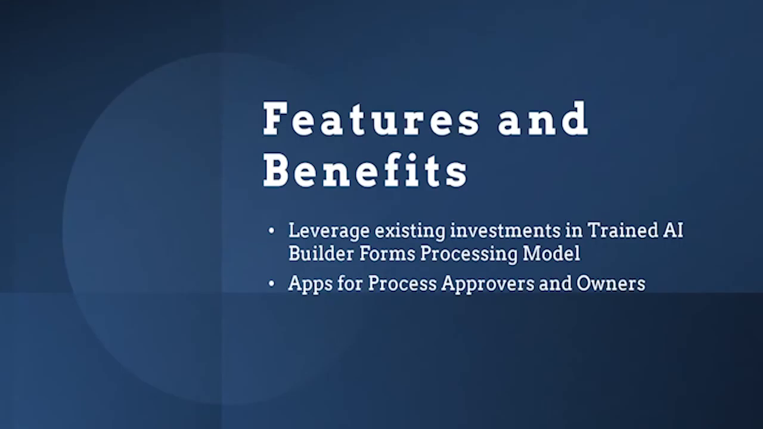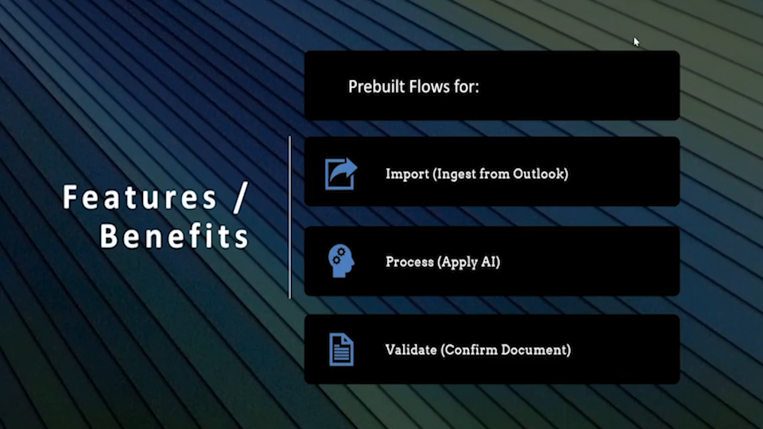The really great part about this is it does allow you to leverage existing investments that you've made in AI. So if you have trained some AI processing models within AI Builder for forms processing, you can take those and actually move them into and leverage them in your document automation pipeline. Apps for process approvers and owners are also available to you as well. So that Power App that we're going to see a little bit later, it has been created and is a very easy way for people to manually review content that AI has run against and they can validate it.